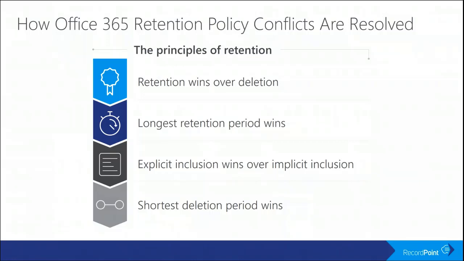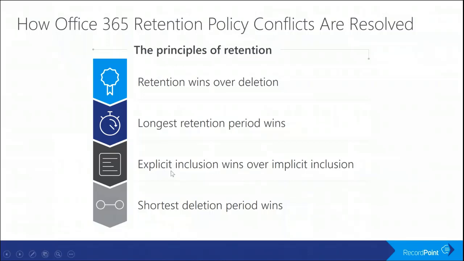As soon as one of the criteria on this slide is met, like let's say that this first one solved the conflict, it will stop and it won't go through the other criteria. But if for some reason this first one doesn't solve the conflict, then it will go to the next one, which is that the longest retention period wins. So if you had a retention period for 7 years and a retention period for 10 years, it's going to apply the 10-year one and be on the safe side.